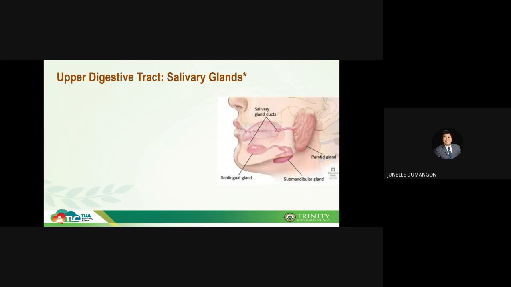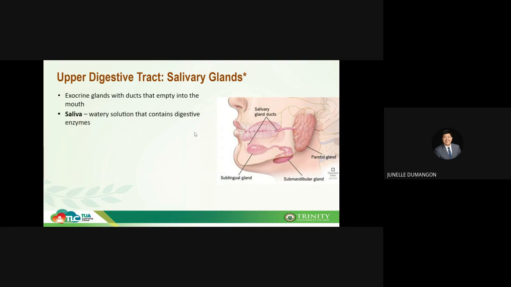Next, we have first of our accessory organs, our salivary glands, and we have three of them. So what are salivary glands? They are actually exocrine glands. So kapag exocrine, merong ducts. At saan napupunta yung kanilang produce or yung kanilang mga products? They are emptied directly outside of the body. In this case, they are emptied into the mouth.